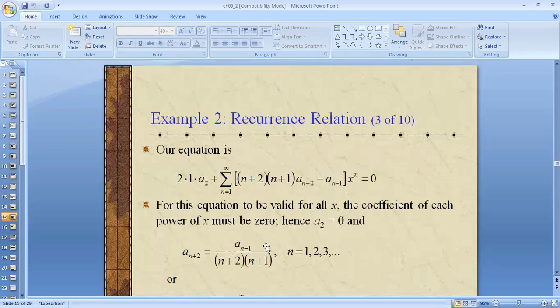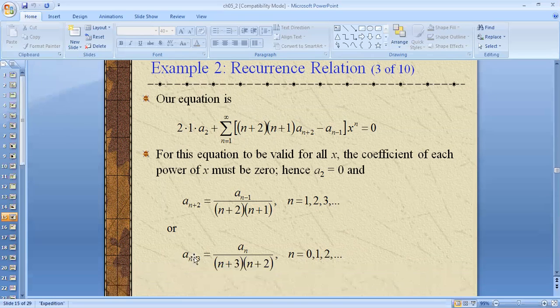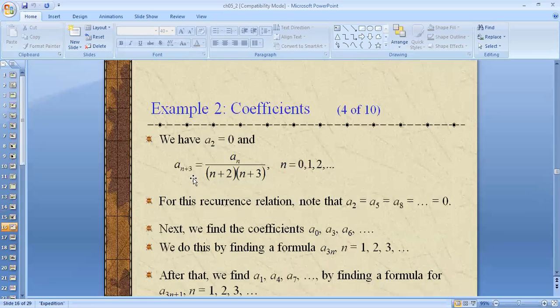So our equation is this actually. For this equation to be valid for all x, the coefficient of each power of x must be 0, as in the previous example. So for n plus 2 we get this for n equals 1, 2, 3, and so on to infinity, and n plus 3 also, we can take this for odd indices. Now we have a2 equals 0, and n plus 3 equals this.